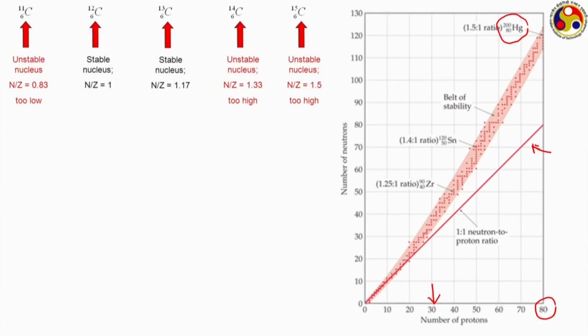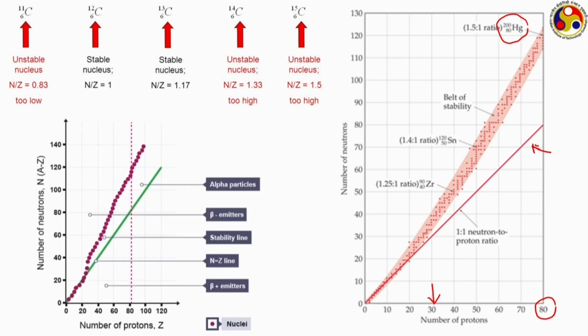But the nuclei which are lying outside this band try to go through some kind of nuclear reaction, which allows them to come back within this band, and accordingly we can find several kinds of nuclear reaction like shown here. It is a similar graph, but instead of that orange band we have a brown colored line here.